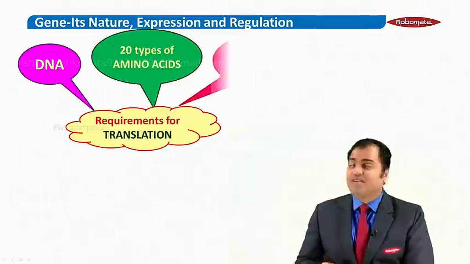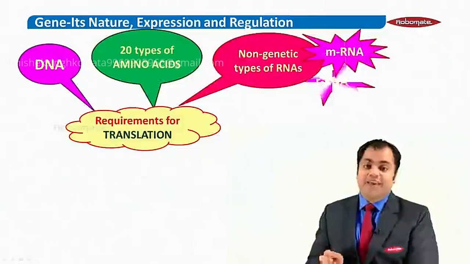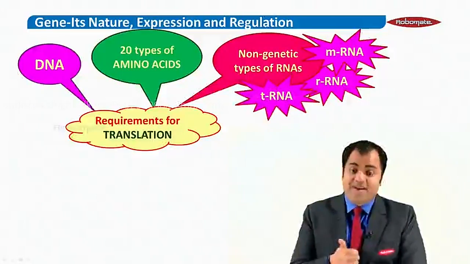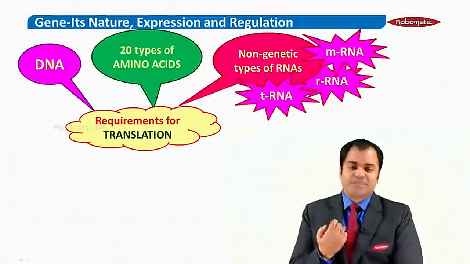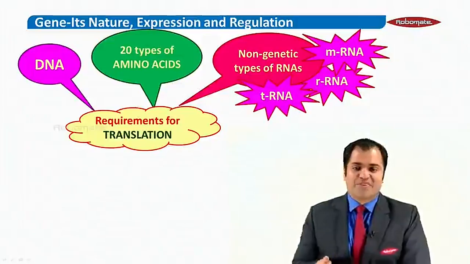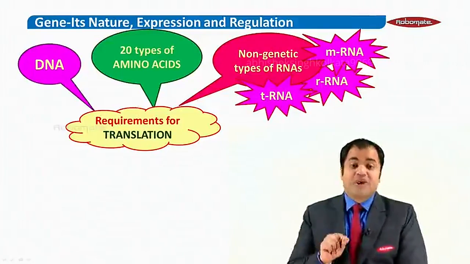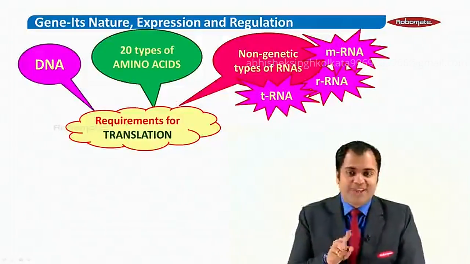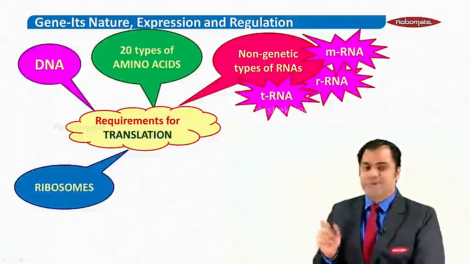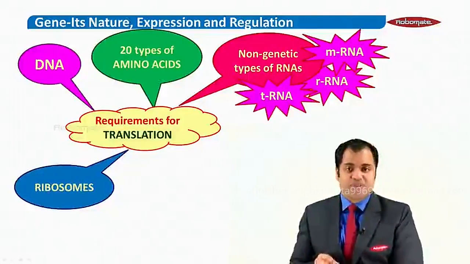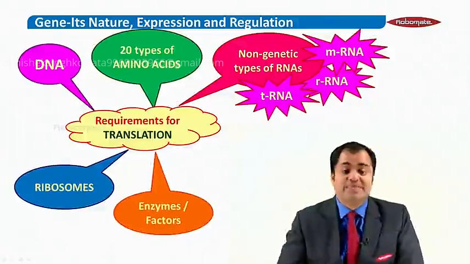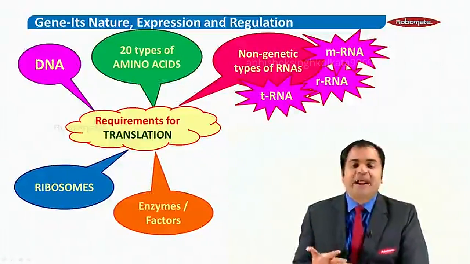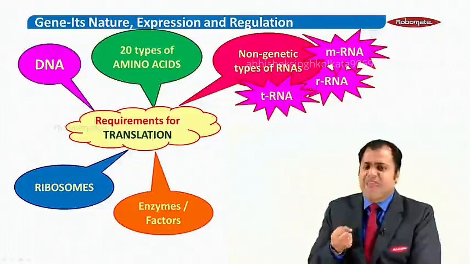Then we require non-genetic RNAs, and all three of them, mRNA, rRNA and tRNA, each one doing their specific role in the process of translation. Translation happens where? You guessed it right, on the ribosomes. So we require ribosomes. And then for the purpose of translation, we require many enzymes or factors. And finally, the process requires a lot of energy.